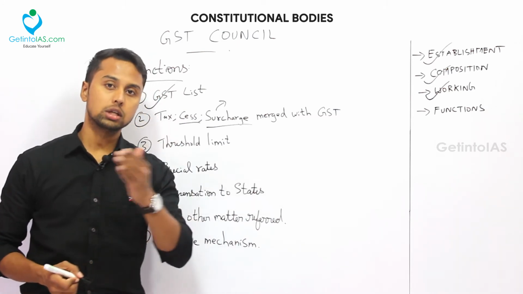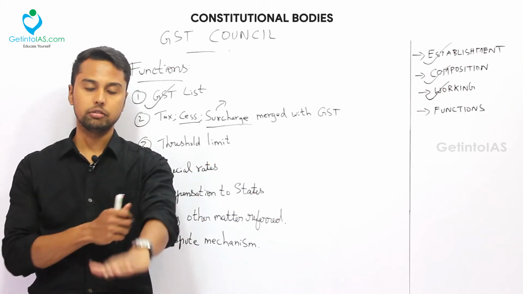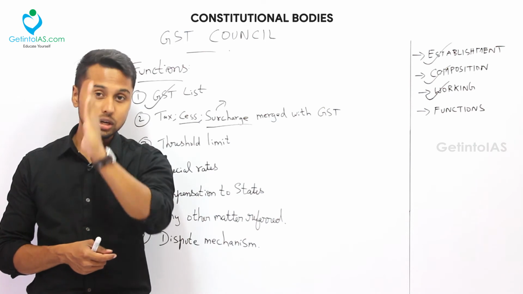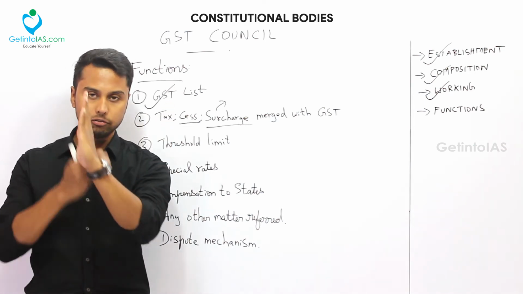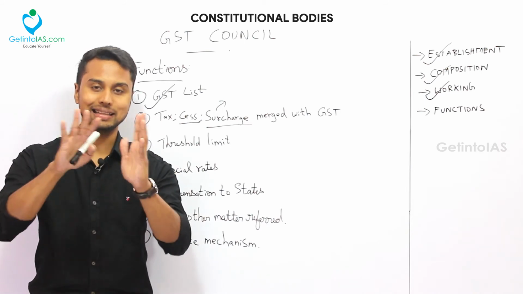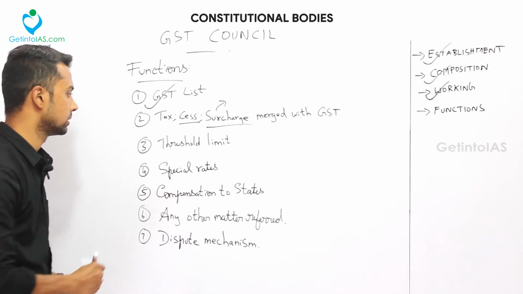Based on the turnover, if a company or a product has a specific threshold limit, this threshold limit will be set by the GST council. If you are exceeding the threshold limit, then GST is levied. If you are not exceeding, there is no GST. Like that, the GST council can set that threshold limit. That is one important function.